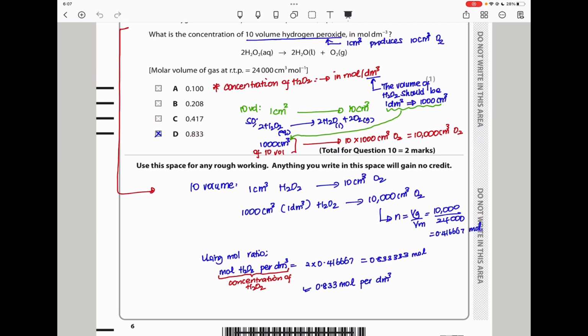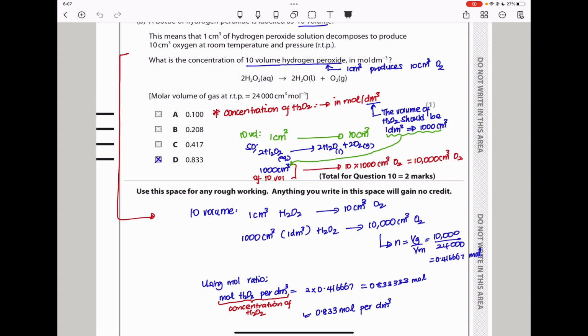The answer comes out to be D. The key thing was knowing that the concentration they were looking for is mole per decimeter cubed. Therefore, the volume of hydrogen peroxide should be 1 decimeter cubed. If you can understand that, and also know that the concentration of the solution they had was 10 volume. Imagine you have 10 volume, that is the concentration. Concentration is equal to 10 volume, and the volume you have here is 1 decimeter cubed. What will be the concentration of this in mole per decimeter cubed? If you can work with that, then it's going to be there.